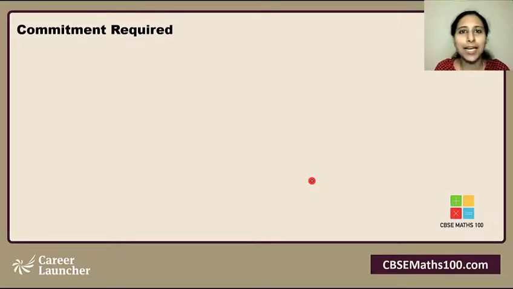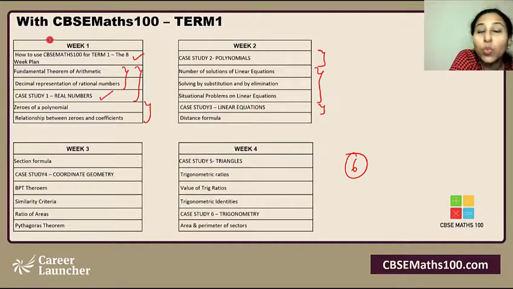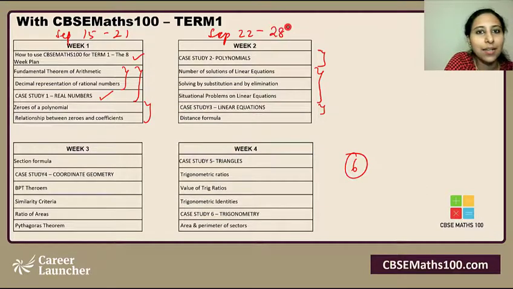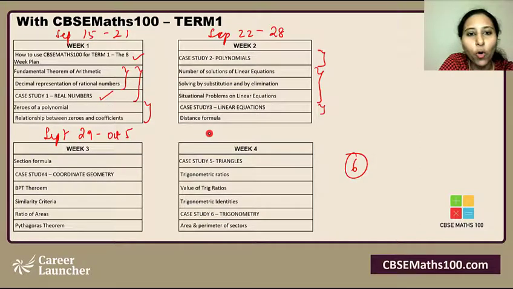Well, assume that you are starting this course on 15th September. In this case, week 1 would become September 15 to 21. Week 2 would then be September 22 to 28. Week 3 would be September 29th to October 5. And then week 4 would become October 6 to October 12.